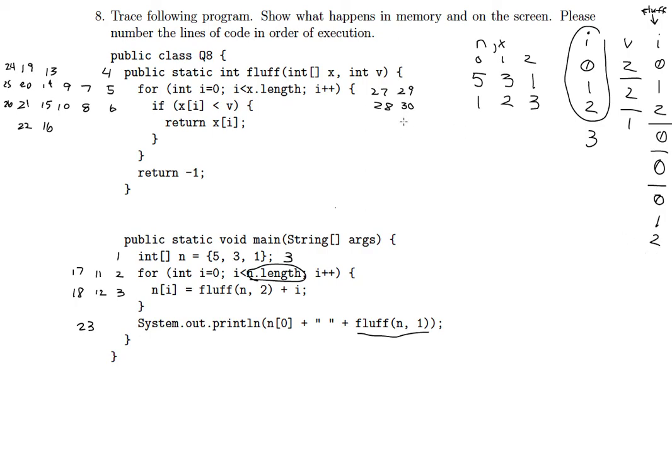And then at step 31, I'll come up here, test i to see if it is less than the length. It's not, so I will fall down here to -1 for step 32. Therefore, this whole thing returns -1, and so what I will print out is the first value of n, which is a 1. So output 1, a space, and then -1. Whew, that was a lot.